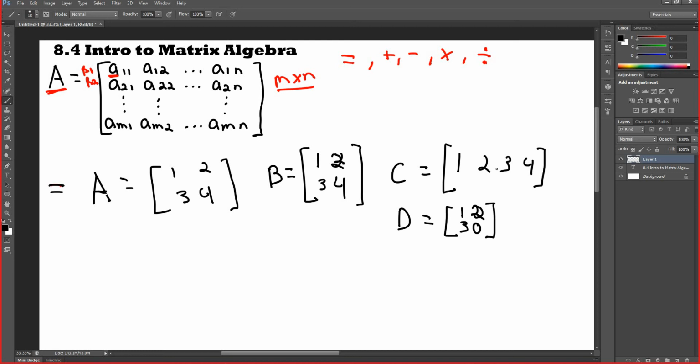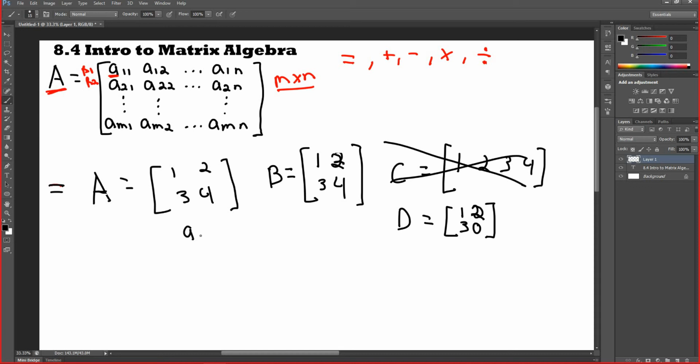So two things have to be true about matrices for them to be equal. First, they have to have the same order. So in this case, the only things that could potentially be equal are A, B, and D, since they have order of 2 by 2, whereas C has order of 1 by 4. So C cannot possibly be equal. And then the second thing that has to be true is every entry has to be the same.